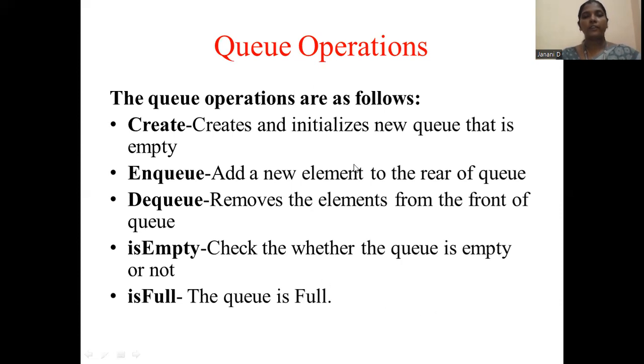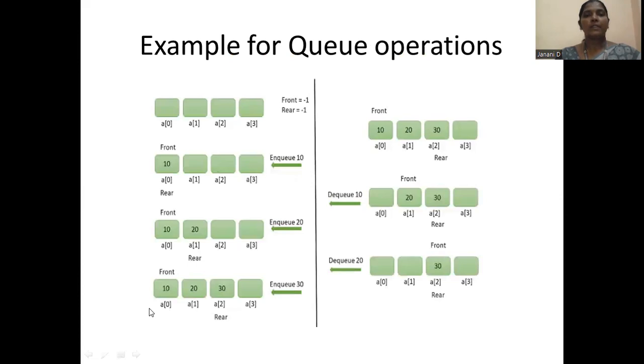Next, queue operations. For queue operations, first you have to create the queue and then add the elements in the queue, that is NQ, and delete or remove the elements from the queue, that is DQ. First of all, you have to check whether the queue is empty or full. If it is full, then the queue is full. The example for queue operation is in the form of an array. When the queue is empty, front end and rear end will be -1.